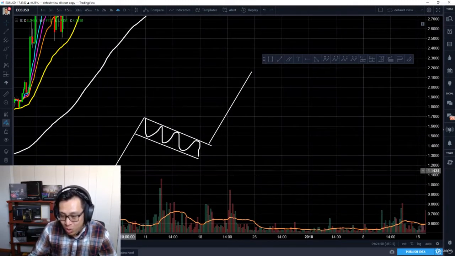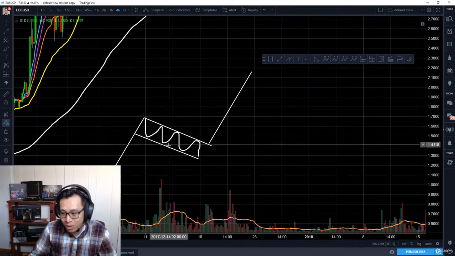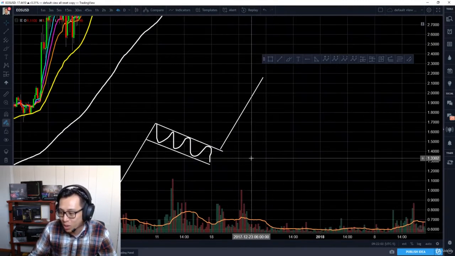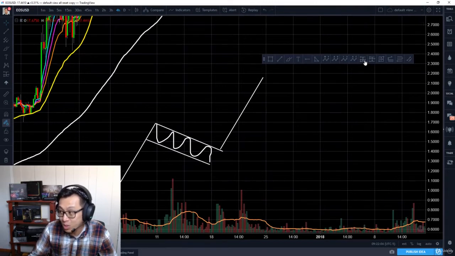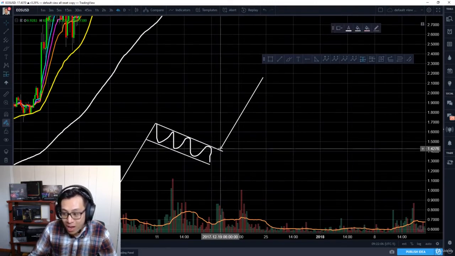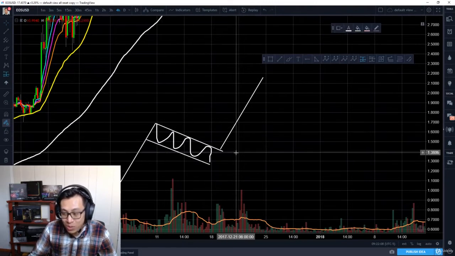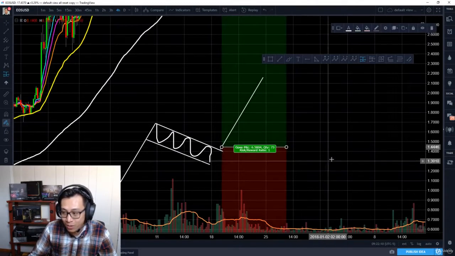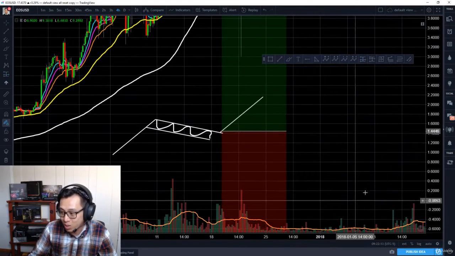So it goes upwards, makes a channel like this right here, and then what you want to do is buy the breakout of the flag. You wait till it breaks this resistance right there. Okay. You set your stop loss.